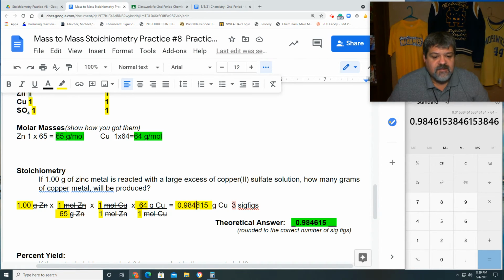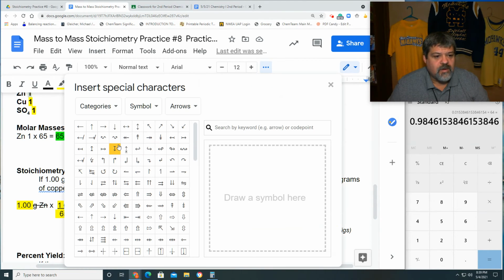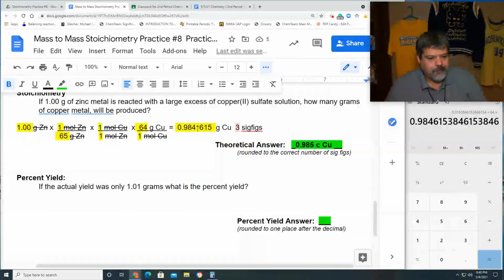Okay. The 6 says we round up. So again, I like to put in a character. We're going to make the arrow go up because we're going to round up. So this 6 says we're going to go to the 4 and we're going to make it a 5. So we're going to come over here and change that 4 to a 5. Now we can have grams of copper. And that would be our theoretical answer. Okay.